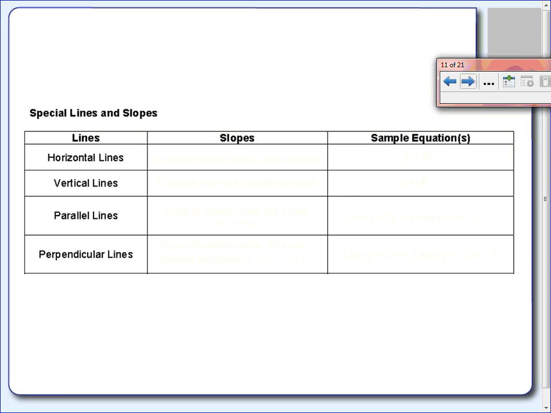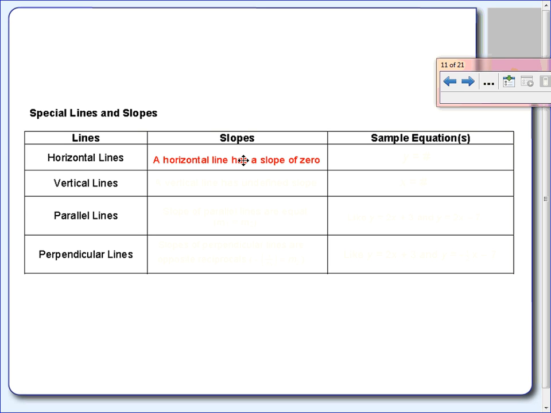Special lines and slopes. Here's some other things that you should already know. Horizontal line. Of course, a horizontal line is the line that goes across. What is the slope of a horizontal line? Zero. The slope of a horizontal line is 0, and you can just put m equals 0. That's good enough. Horizontal line has a slope of 0.